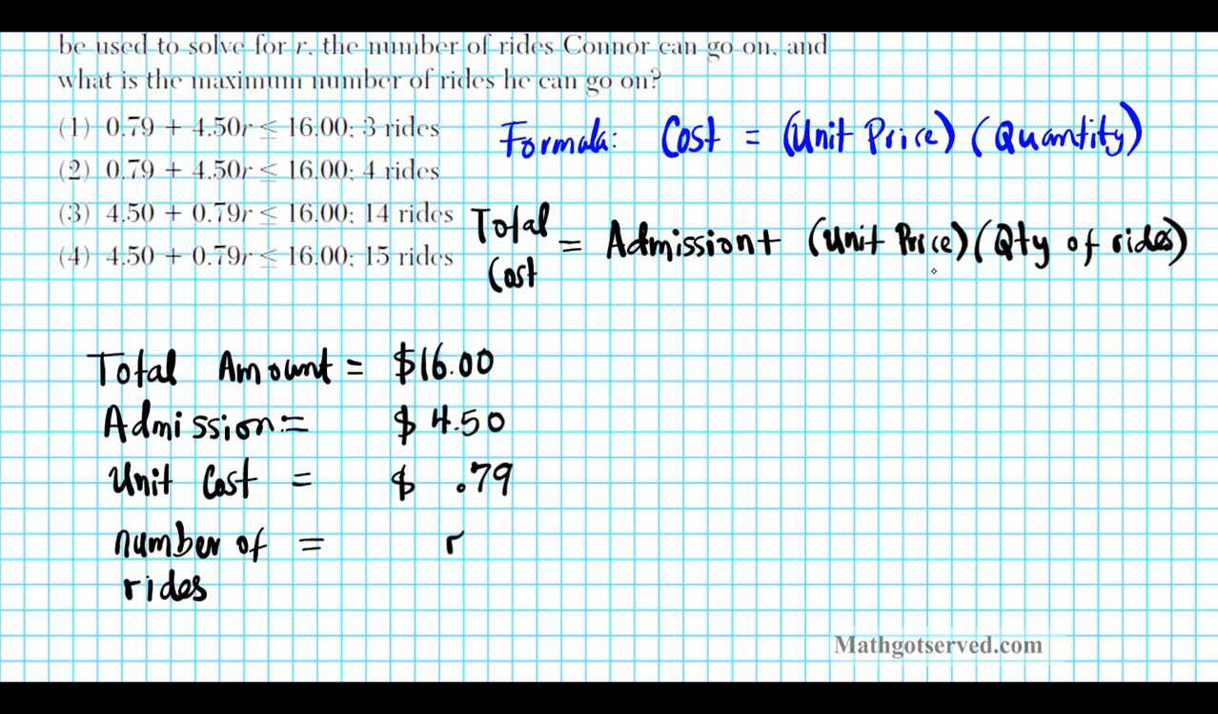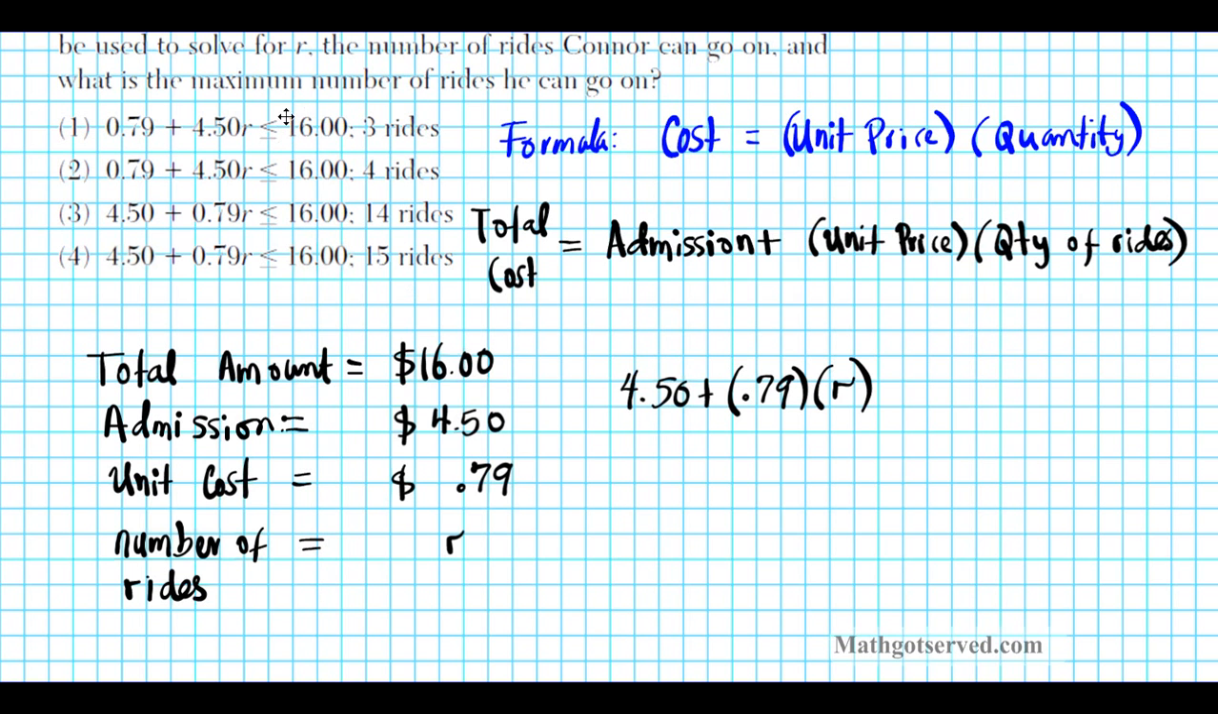I want to deal with the total cost first and then compare it to how much money he can spend. So the admission is $4.50 plus the cost for each ride, which is the unit price, 0.79 times the quantity of rides, R.